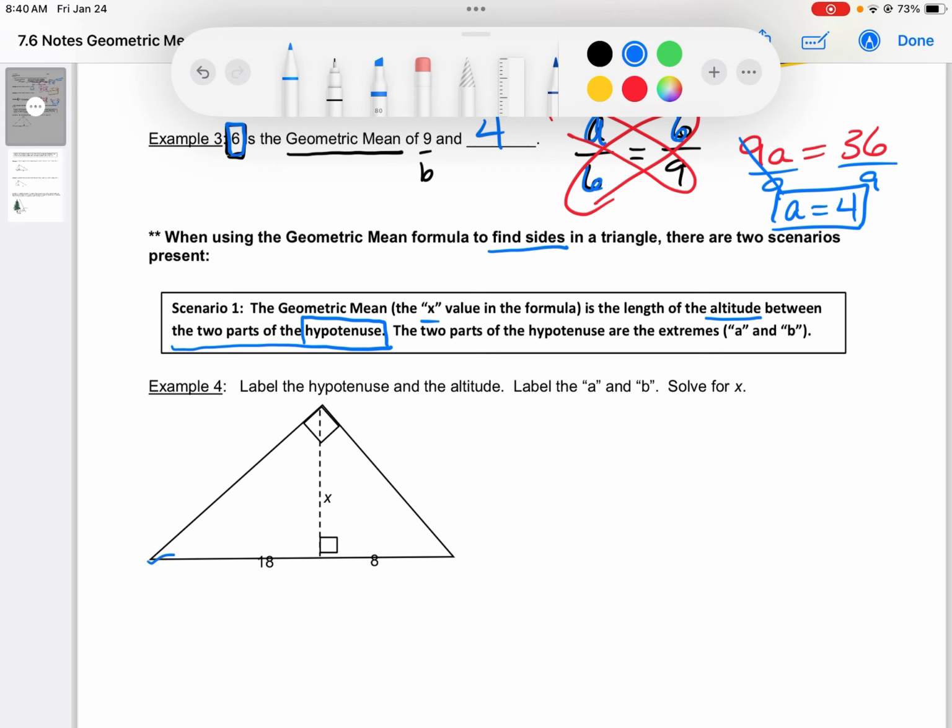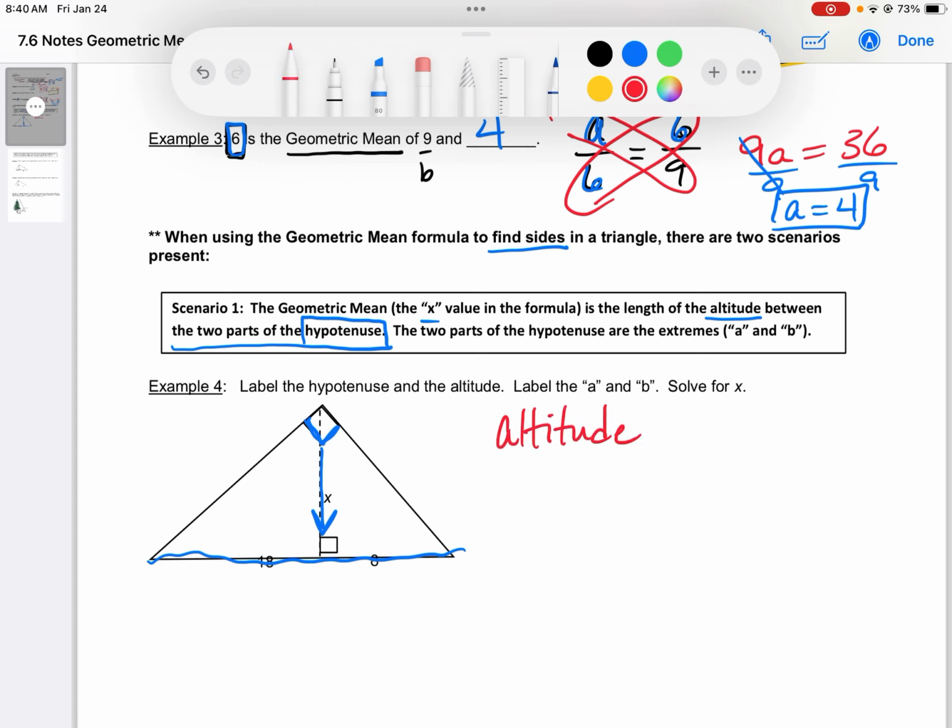The hypotenuse is the long side of the triangle. You always know the hypotenuse because it's across from the biggest angle. So that's how we would identify it. And then what we would do is draw an altitude line.